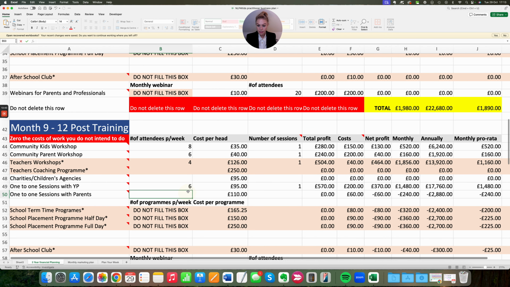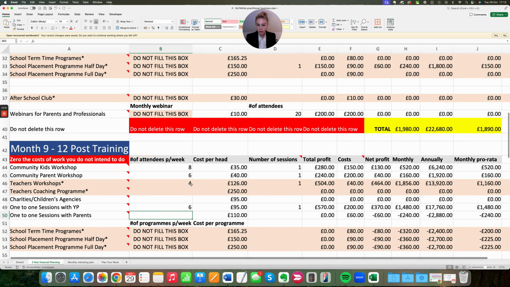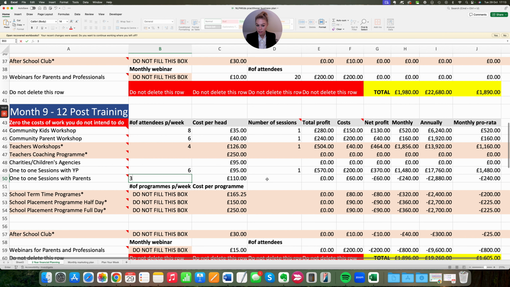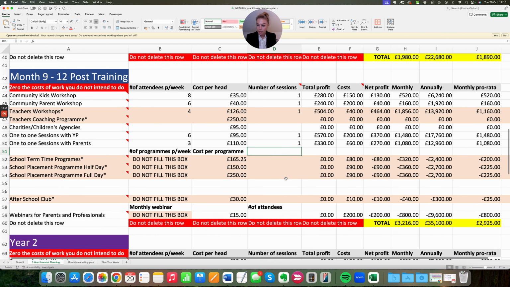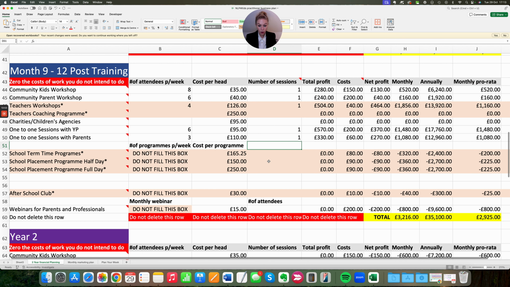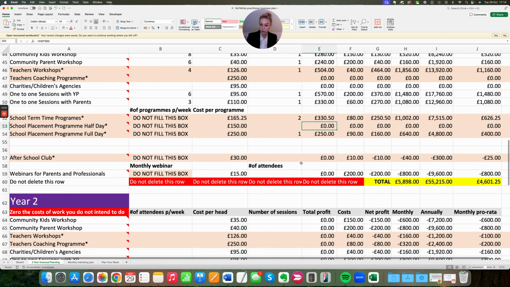And let's say now that maybe you've done your parents and teachers training by this stage. So now you're going to see 3 parents because we've been marketing to them specifically. We already had our half day in school, didn't we? So that was this one. And then maybe let's also add in a couple of extra programs, but we won't do any full days just yet because we want to keep our time available for all of the teacher work that we're doing.